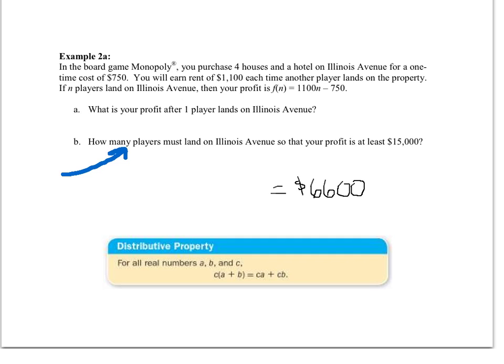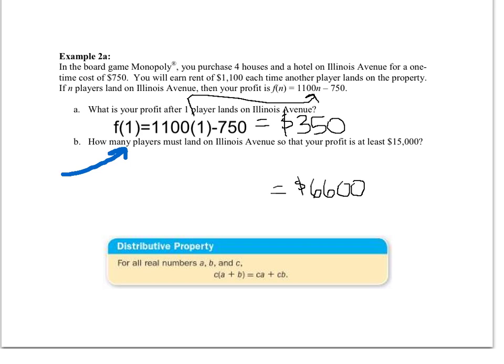So part A, what is your profit after 1 player lands on Illinois Avenue? So we're going to plug in 1 for n, because that's the number of players that we want to know. If it's 1 player landing on Illinois Avenue, we want to know our profit based on that n equals 1. So we can write f of 1 equals 1,100 times 1, because we're plugging 1 in for n in that function, minus 750. So if we solve that, it would be 1,100 minus 750. That equals $350. That would be the profit after 1 player lands on Illinois Avenue.